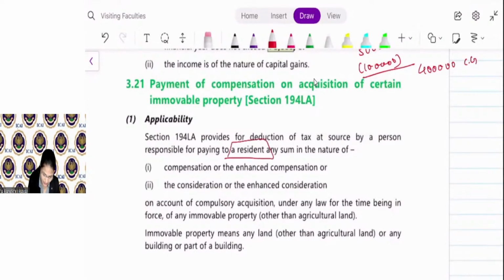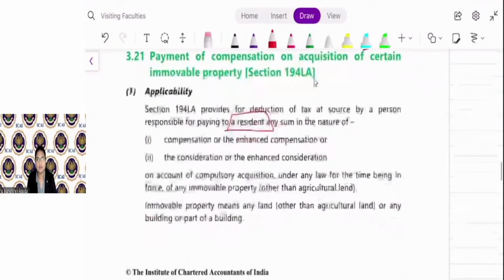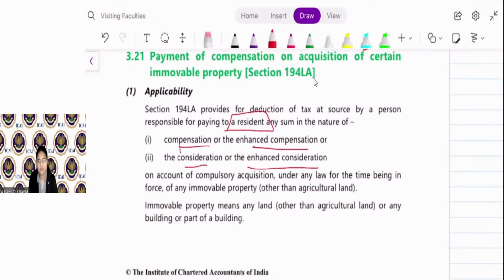The payee should be resident. Any sum in the nature of compensation or enhanced compensation, consideration or enhanced consideration. Enhanced compensation, the meaning everyone knows, yes or no? Additional compensation. On account of compulsory acquisition under any law for the time being in force of any immovable property other than agricultural.